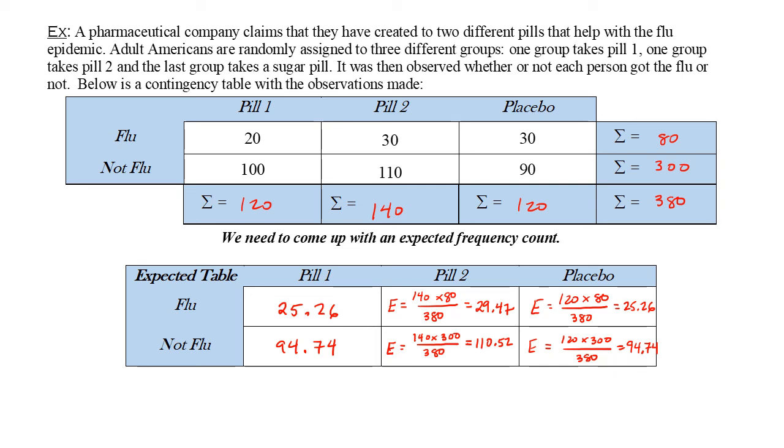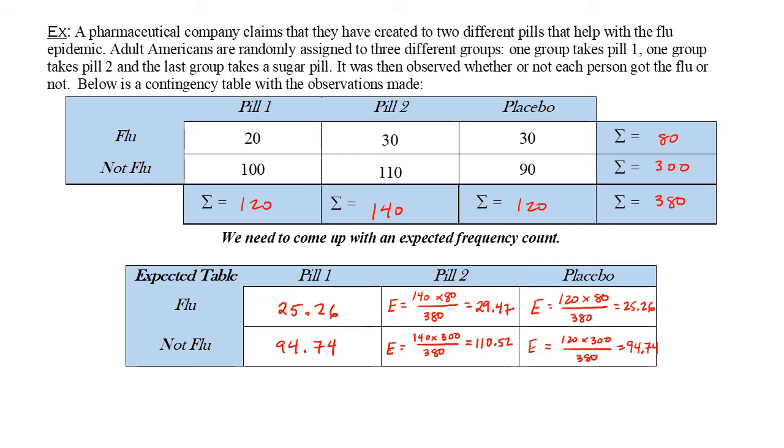Okay, so when I compare these values now, for instance, when I look at the expected values of pill 1 compared with the observed values of pill 1, it appears that pill 1 may have an effect in reducing the number of people that have the flu, whereas for pill 2, the observed values are pretty close to what we would expect if it didn't have an effect. The same here, we've got something maybe not as close, but the placebo doesn't appear to be too far off from the expected value, though a little bit in the other direction than it was for pill 1.